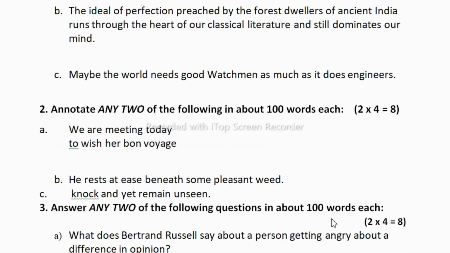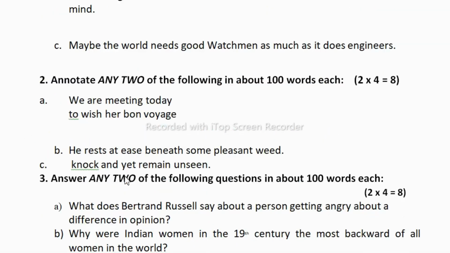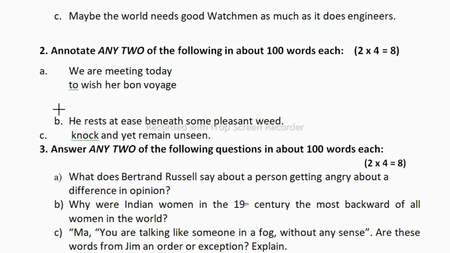Now in the same way you have to do the second bit as well. In the second bit also you have an annotation. In that way only you have to solve these questions as well. Now let us see this one. As we have discussed, in the first bit you will get questions from the prose, and in the second annotation you will get one from the poem. Now let us see the question and answers.